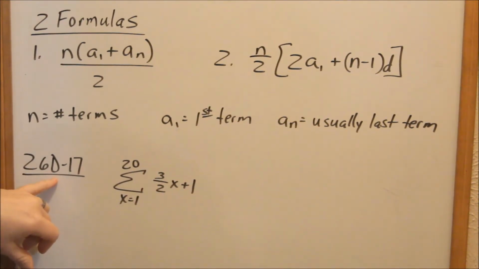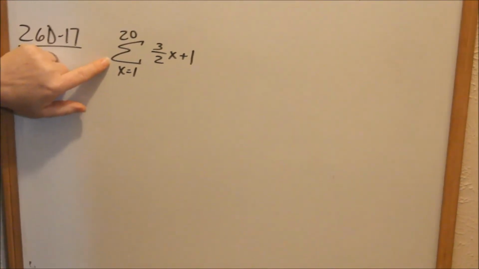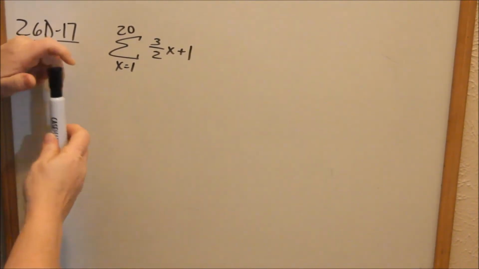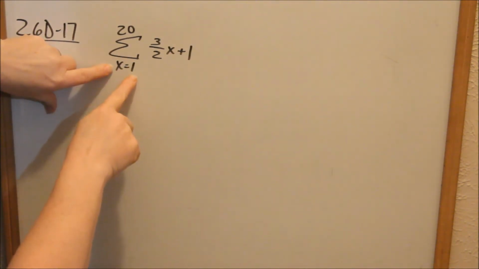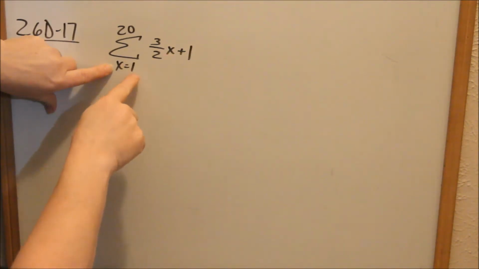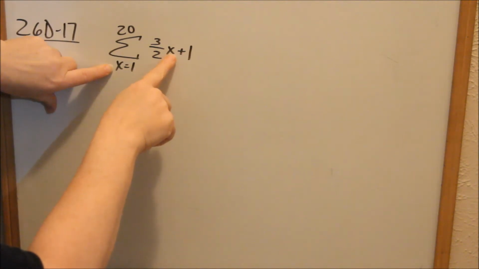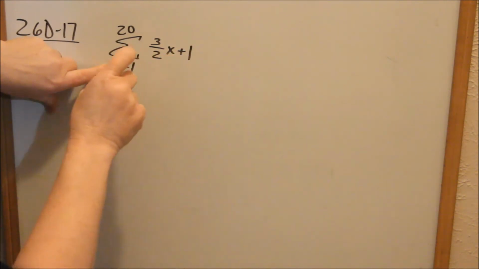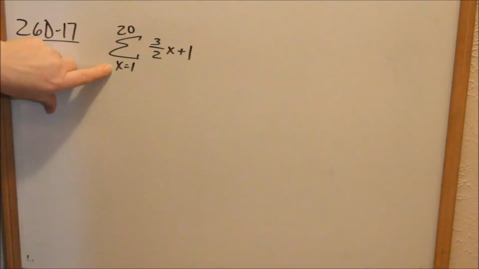But looking at 26D, number 17, when you see this symbol, it tells you that you're finding the series of the sequence. Series means the sum of. Like if I was to go from 1 to 20, where x equals 1, in other words, if I put in 1 for x and get a number, then 2 for x and get a number, then 3, 4, 5, 6, all the way up to 20 for x and get a number, then I add all of those numbers together. That is the series. That's the answer for the series.